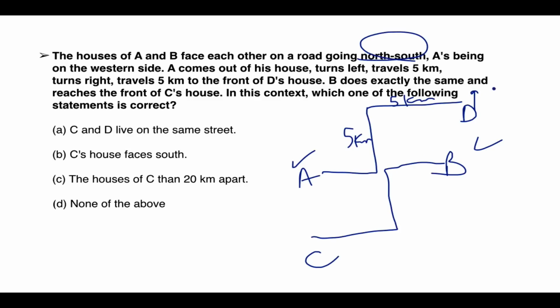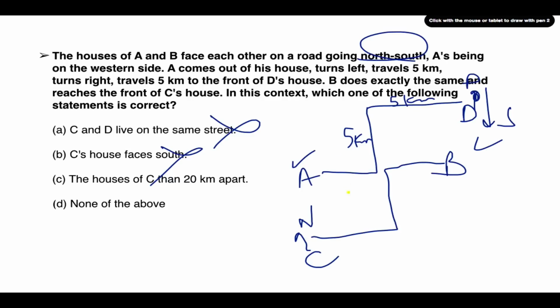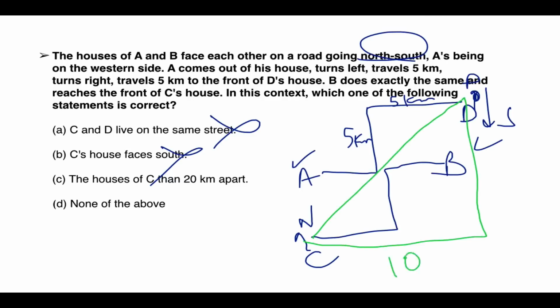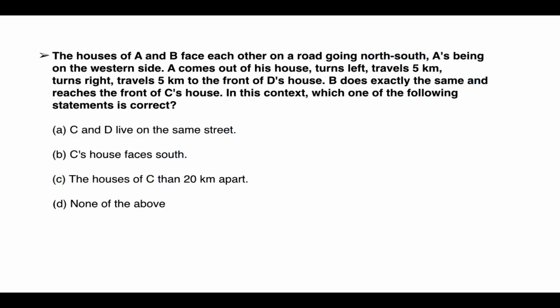Now the house of D is facing towards south, while C is facing towards north. Here is the house of D, it is facing towards south. So now C and D live on the same street. No, C's house faces north. The distance is obviously less than 20 kilometers, as you can see from this diagram very easily. Since this is 10, this is 10, this has to be 10 root 2, that is equal to 14.14 kilometers. So the answer is C. This is the only statement that is correct.